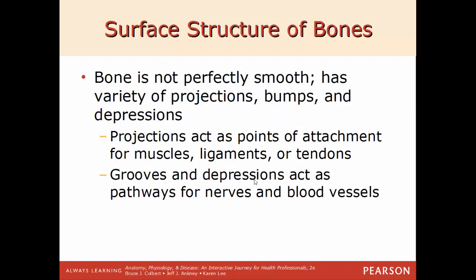All right, next we'll talk about the surface structure of bones. A bone is not perfectly smooth at all. There are a variety of bumps and ridges and projections and depressions, and each of those has their own unique name. And being able to remember what those terms mean will make remembering what these features are called a lot easier. These projections will act as points of attachment for various muscles and ligaments or tendons, and the grooves and depressions act as a pathway for nerves and blood vessels.